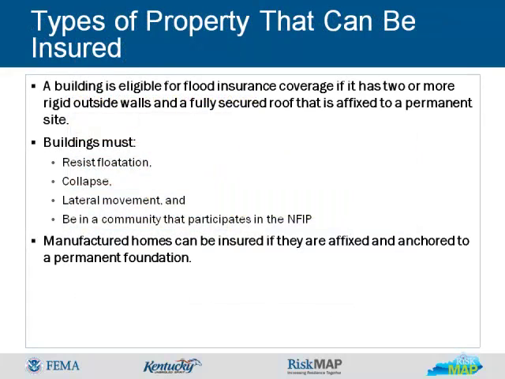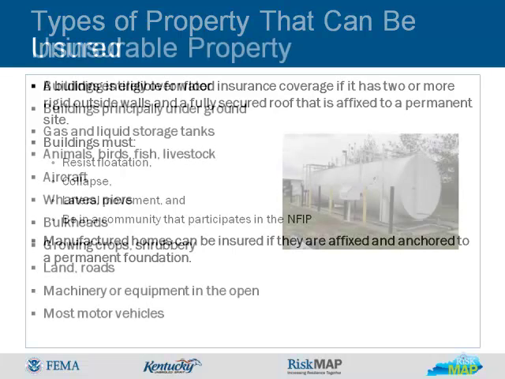A building is eligible for flood insurance coverage if it has 2 or more rigid outside walls and a fully secured roof that is affixed to the permanent site. Buildings must resist flotation, collapse, lateral movement, and be in a community that participates in the National Flood Insurance Program. This means that manufactured homes can be insured if they are affixed and anchored to a permanent foundation.